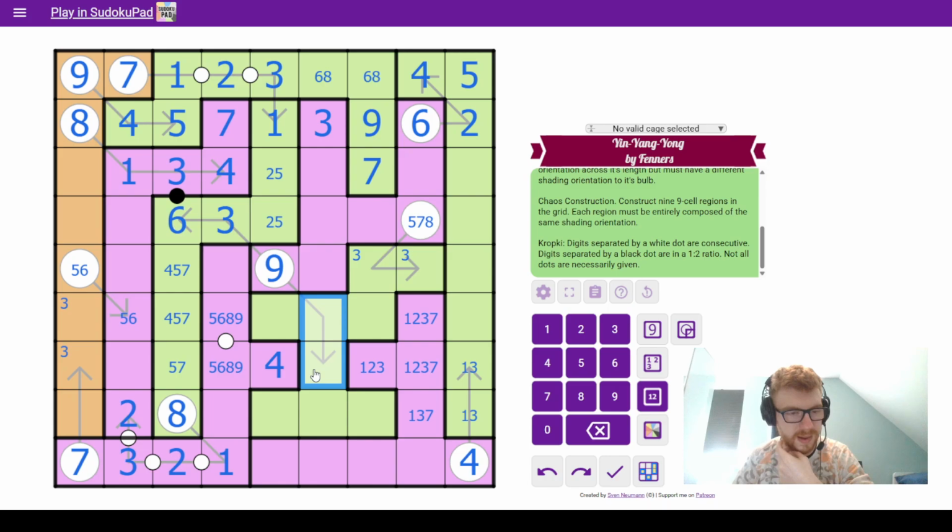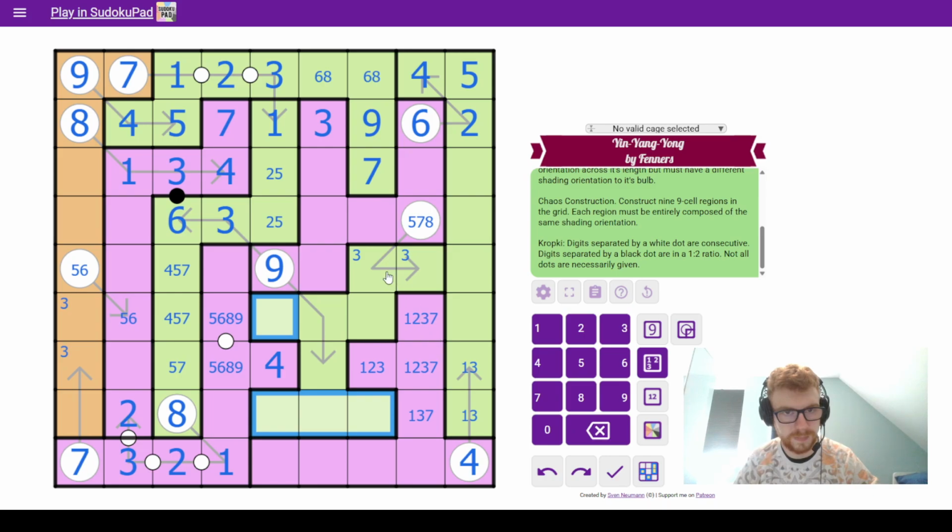That's it. That cannot be a 2. There could be a 2 on there. That cannot be a 2. There can even be a 2 on there. Okay, no.